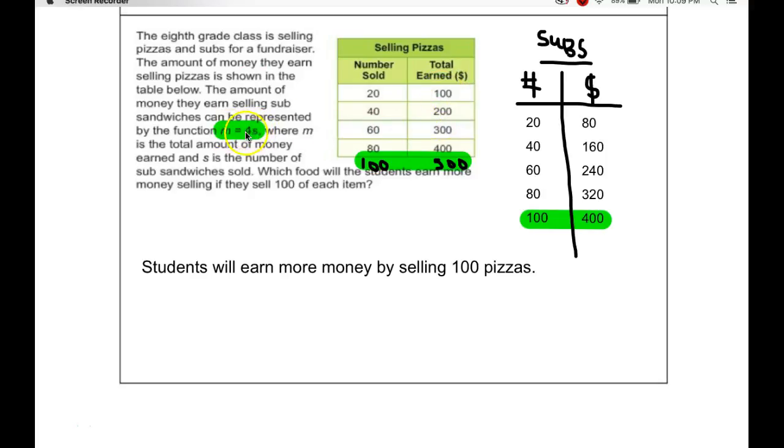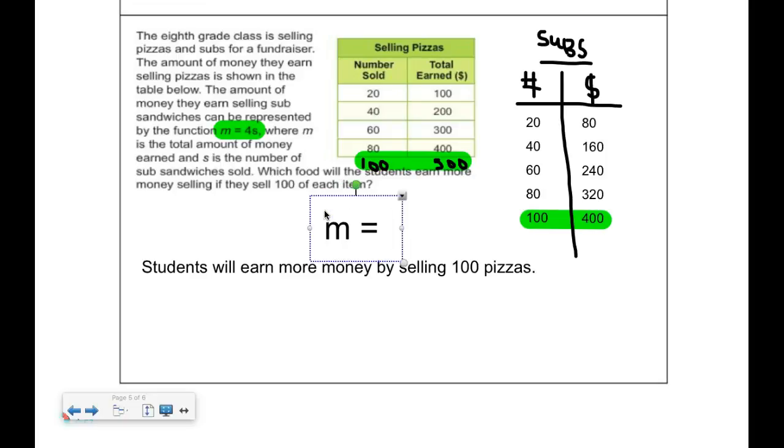And then for subs, it's M equals 4S, which means $4 per sub. So you probably already know that if it's $5 versus $4, if they're trying to earn money, the one that is $5 per item is going to make them more. But kind of bouncing ahead a little bit, you would want to set up a table with subs or determine an equation with pizzas. So certainly nothing wrong with looking at this table and identifying that the constant rate of change is 5 and saying, okay, well that means that for pizzas, my situation is M equals 5.